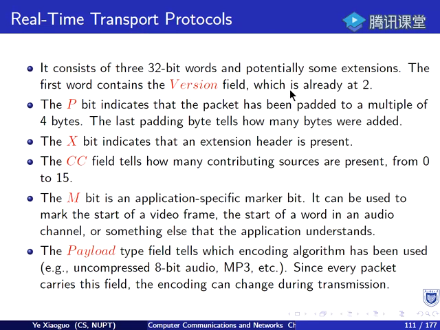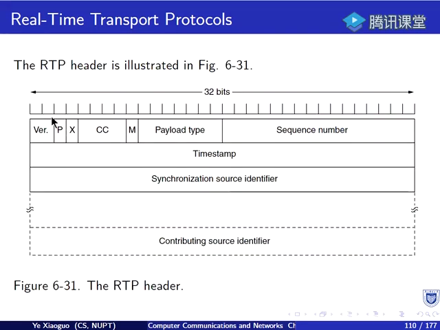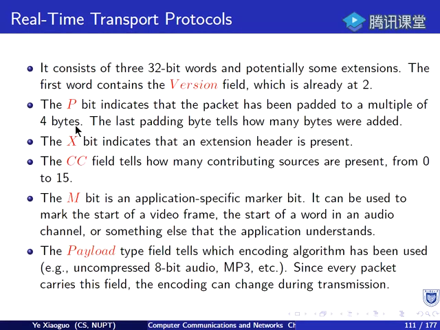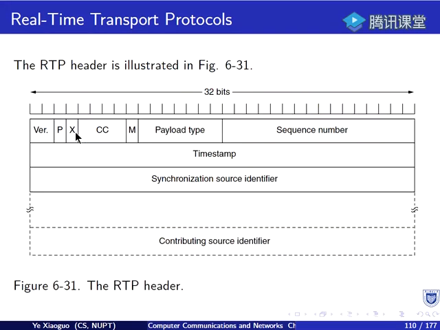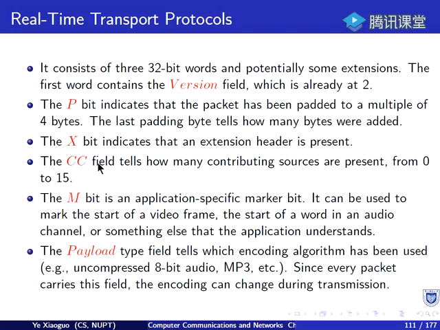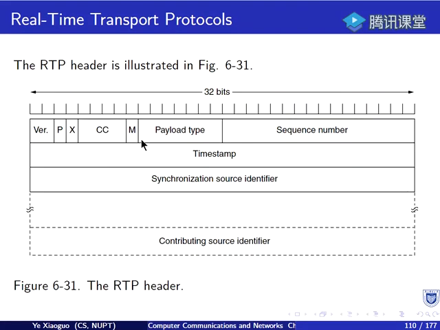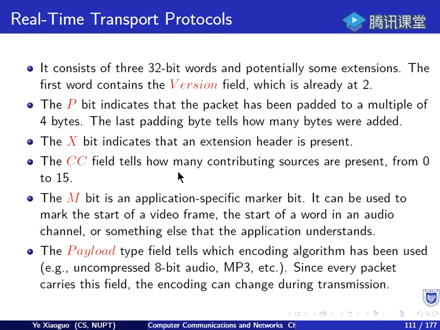The version field is already at 2. The P bit indicates that the packet has been padded to a multiple of 4 bytes. The last padding byte tells how many bytes were added. The next field is X. The X bit indicates that an extension header is present. Then CC, 4 bits. The CC field tells how many contributing sources are present, from 0 to 15.